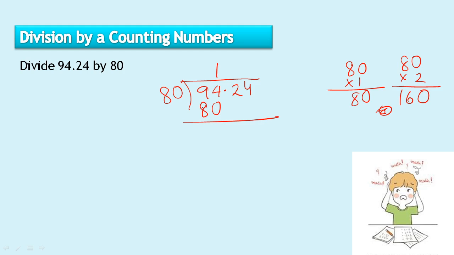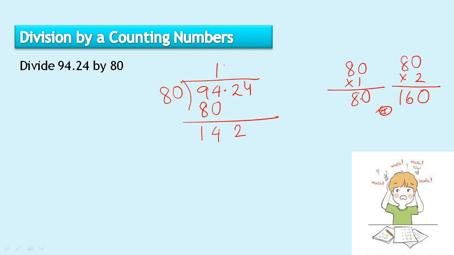So what remains here? 9 minus 8 is 1, 4 minus 0 is 4. Now you can see we cannot divide this 14 by 80. So what will we do? We will bring this 2 down. But wait, we can't bring this 2 down yet. Why? Because we have the decimal point. So the decimal point will be placed here in the quotient, and only then can we bring down this 2.